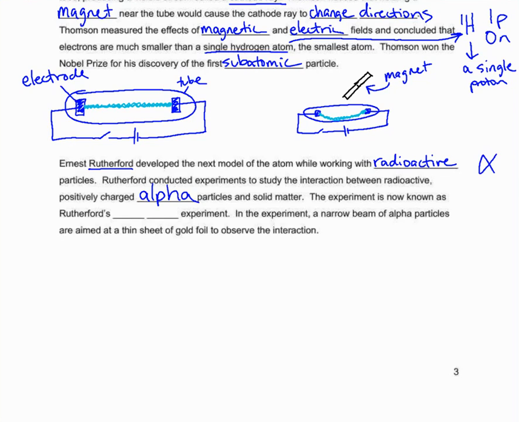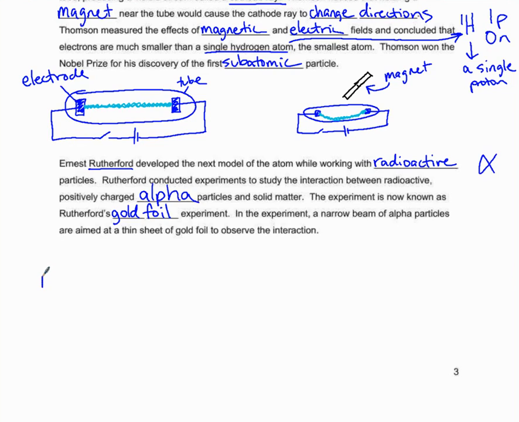So this experiment that we're about to talk about is now known as Rutherford's gold foil experiment. In this experiment, a narrow beam of alpha particles is aimed at a thin sheet of gold foil, that's where it gets its name, to observe the interaction. So here's what we're looking at. This is the basic setup.